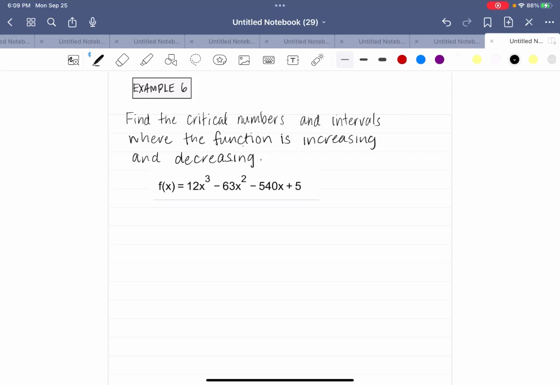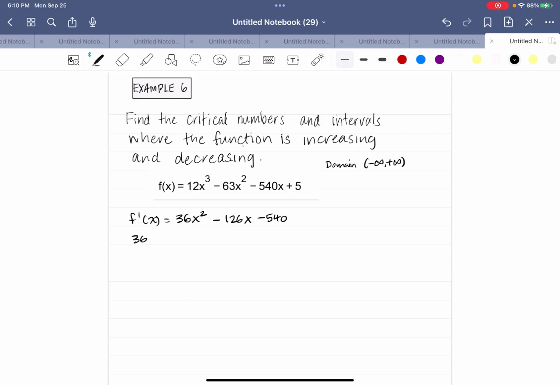Example 6. Find the critical numbers and intervals where the function is increasing and decreasing, for the function f of x equals 12x cubed minus 63x squared minus 540x plus 5. First, we'll note that the domain of our function is negative infinity to positive infinity because there are no square roots and no denominators. Our derivative, f prime of x, using the power rule, is 36x squared minus 126x minus 540.